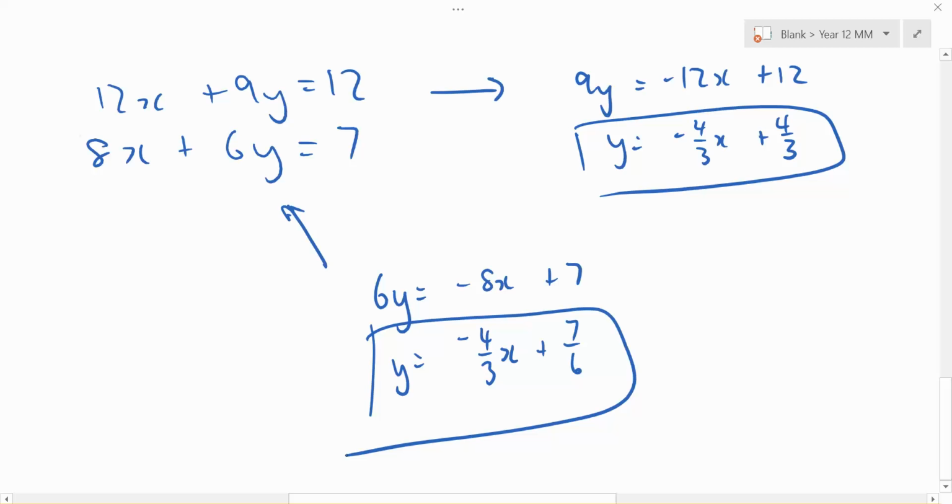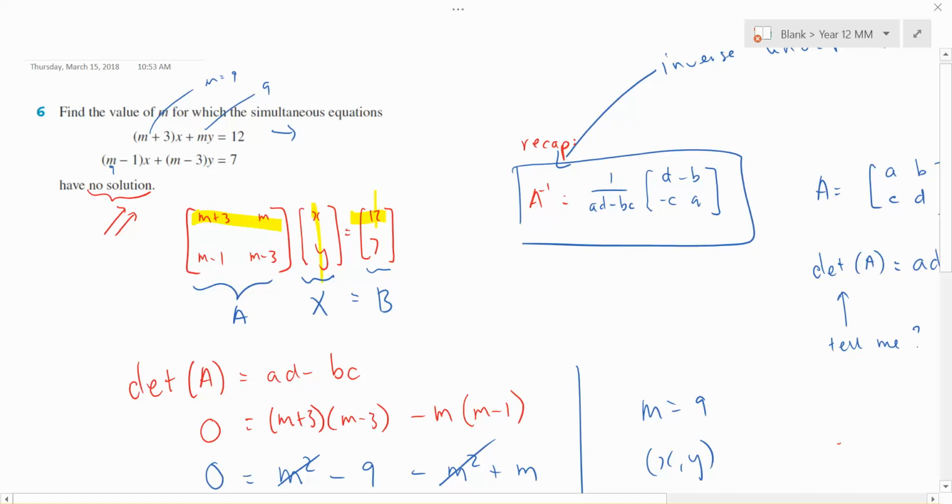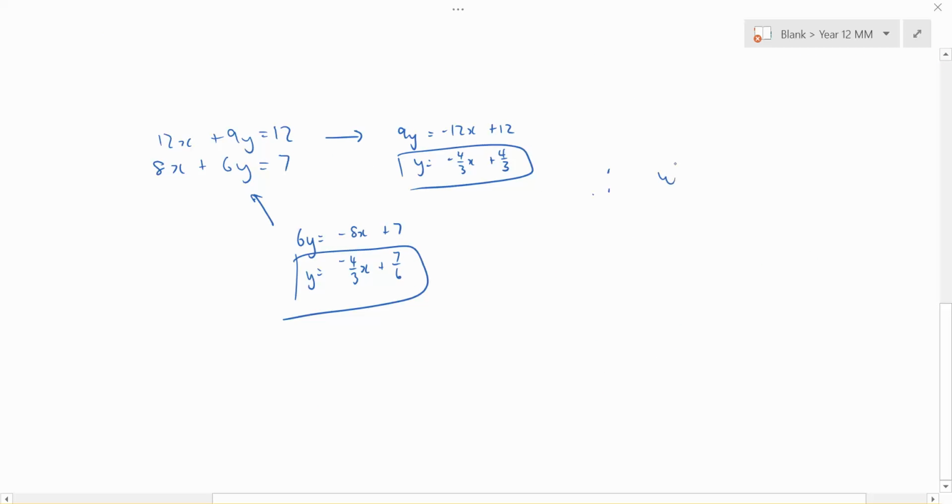So what you can see here is by comparing the two equations, when m equals 9, you get two of the same gradients but different y-intercepts. So that implies these are two parallel lines. Yeah, so if they're parallel lines, it means it has no solutions. And answering the question now, it says find the value of m for which the simultaneous equations have no solutions. That's when you say, therefore, when m equals 9, there are no solutions.